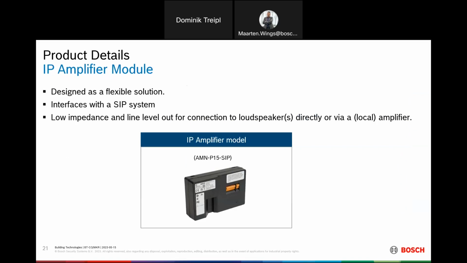In addition to the two loudspeaker modules, we also have an IP amplifier module. The Bosch SIP-based IP amplifier module is designed as a flexible solution. It interfaces with an IP SIP system on one side and has low impedance and line level output on the other side for connection to loudspeakers directly or via a local amplifier. It has almost the same key characteristics as the IP speaker, except for the microphone.